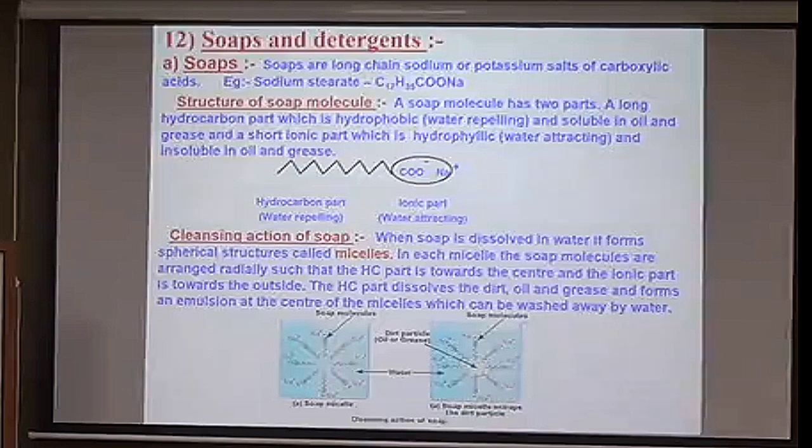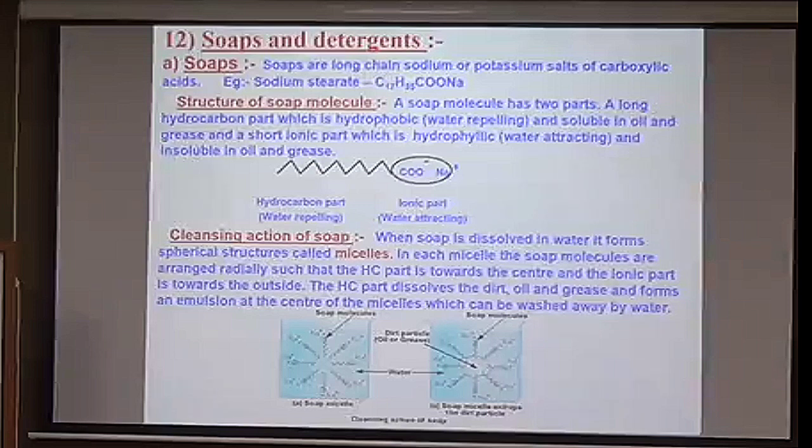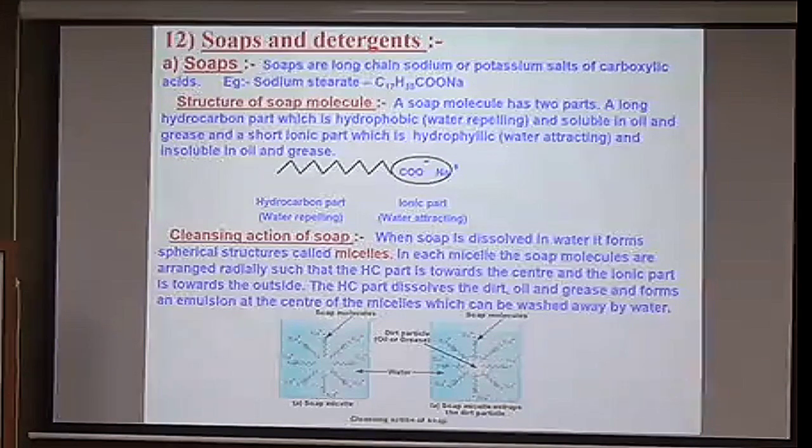I am taking one example of the soap. Let it be C17H35COONa, and this is a soap. The carboxylic acid has 17 carbon atoms in it. Here the soap does the cleansing. You know, oil does not dissolve in water. If you put oil in water, you will find that they get separated, and all kinds of dirt are oily in nature. So we can't remove the dirt by water.